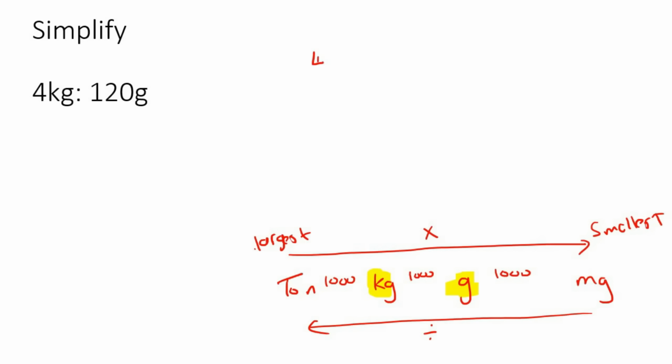So we're going to change 4 kilograms into grams. So to go from kilograms to grams, we're going to the right, so you are multiplying, and the number you use is 1,000. So you're going to multiply that by 1,000, and that gives you 4,000. So we're going to put 4,000 grams over here, 120 grams over there, and now because it's grams on both, you can just leave it out. So let's just write it like that.